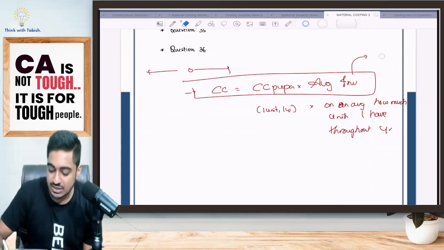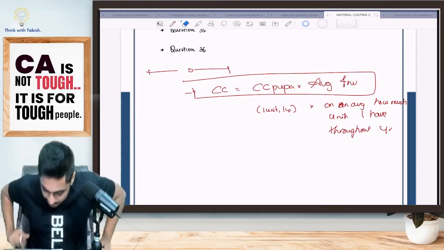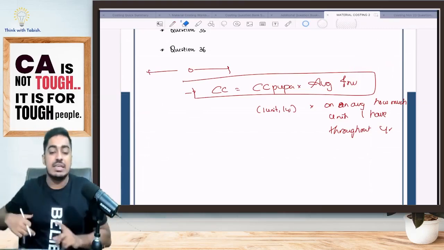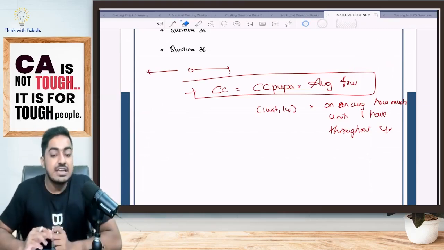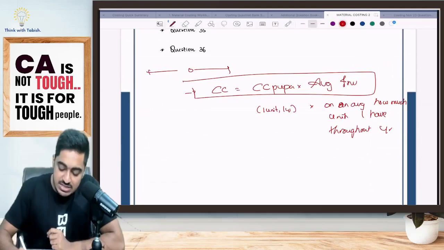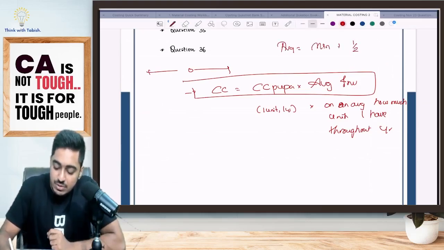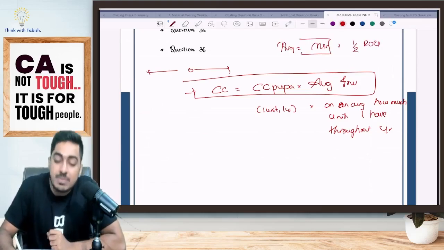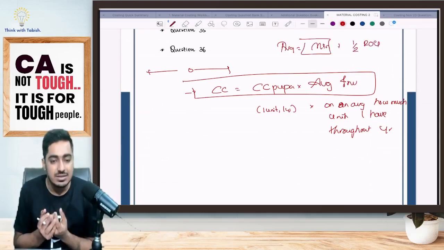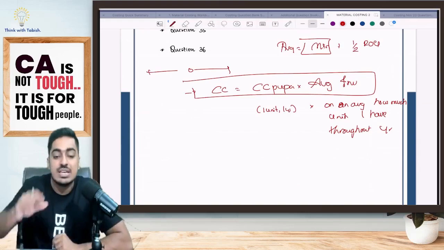But now understand one thing, students. Here I am calculating for safety stock. I have explained this in the average level concept also, that my average level formula came as minimum level plus half of reorder quantity. There I told that the minimum level I am having with me throughout. Yes, that is there with me throughout: safety stock.